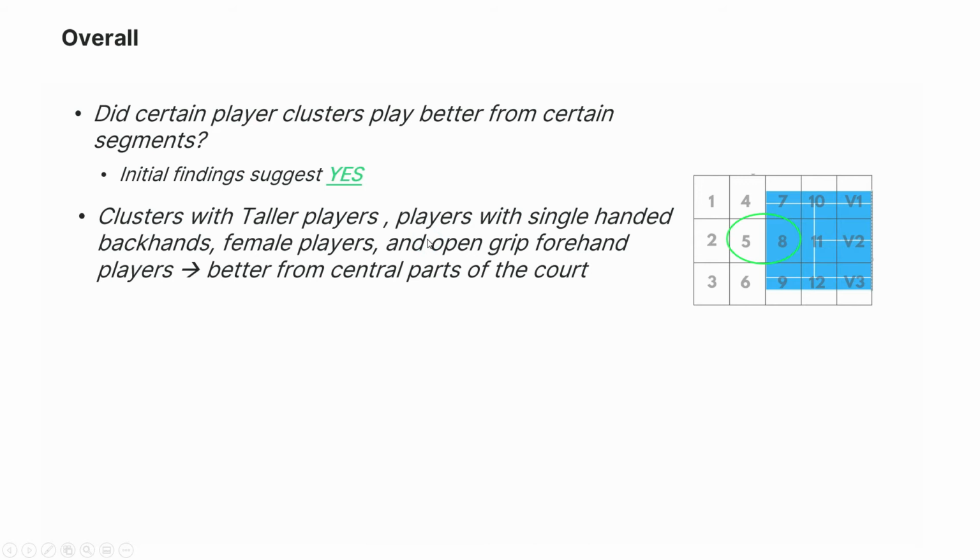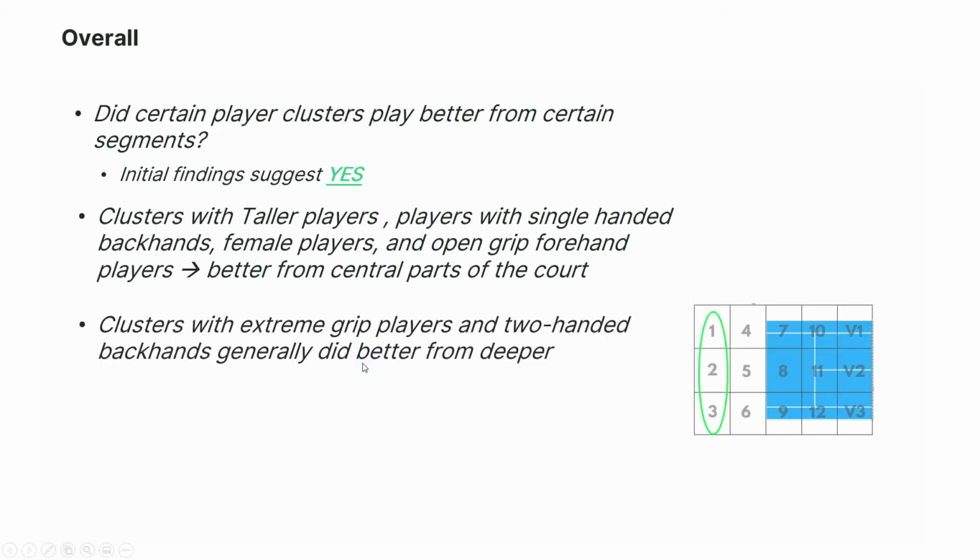An example would be, taller players with single-handed backhands, or even female players, open grip players, played better from central parts of the court, so segments 5 and 8. Whereas extreme grip players, even two-handed grip players, generally played a bit better from deeper. And I mean better in the sense that they had more shot chains that had a positive yield.